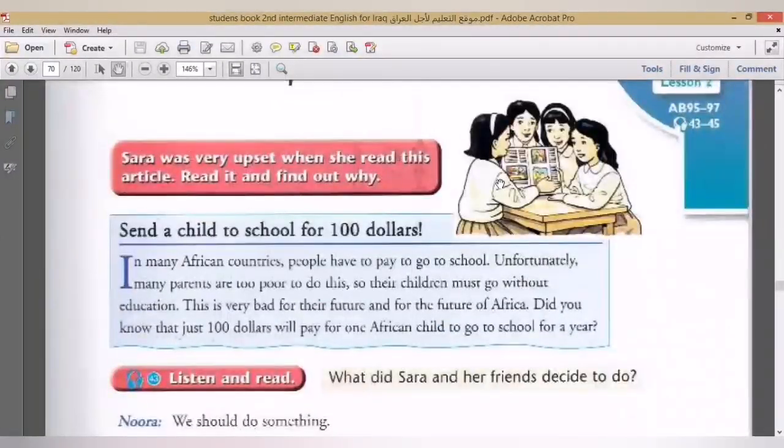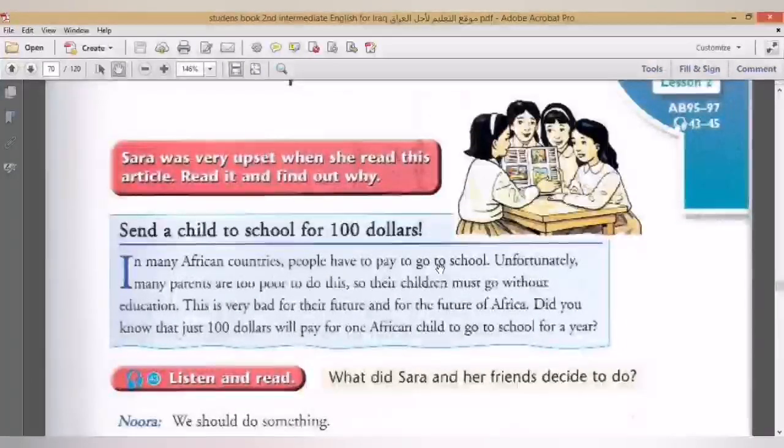In many African countries, people have to pay to go to school. Unfortunately, many parents are too poor to do this, so their children must go without education. This is very bad for their future and for the future of Africa. Did you know that just $100 will pay for one African child to go to school for a year? So, I think it's clear for you.